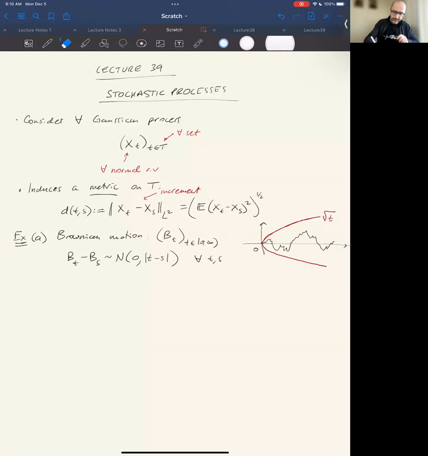Okay, so what is this metric for Brownian motion? Well, it's obvious. The metric d(t, s), according to this, is just the L2 norm. We need to square this, that means the variance of B_t minus B_s, which is |t minus s|. And then we take the square root. So it's going to be the square root of |t minus s|.